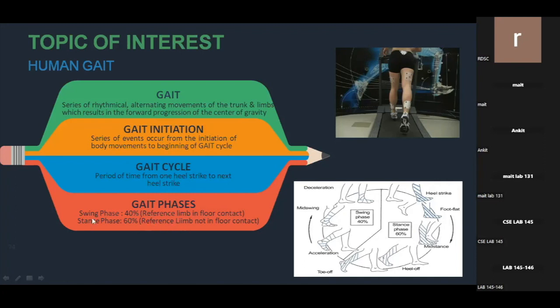And we have the two phases. If you check it out, 40% of the time our foot remains in the swing phase, while 60% of the time we remain in the stance phase. And here we have the diagram of the stance and swing.